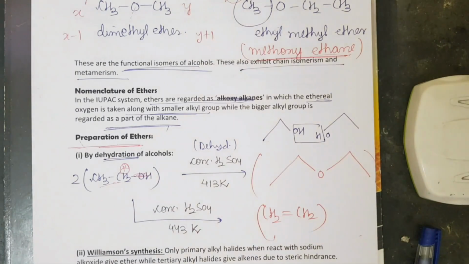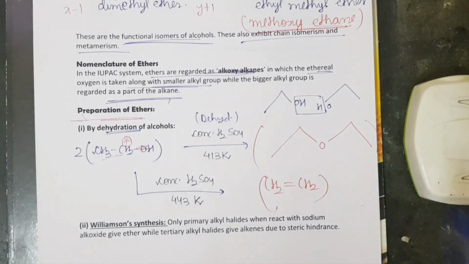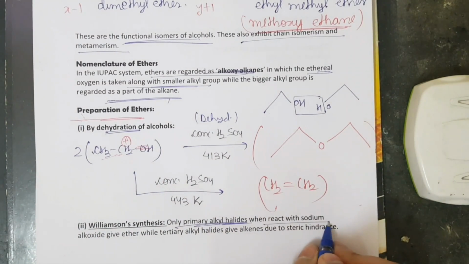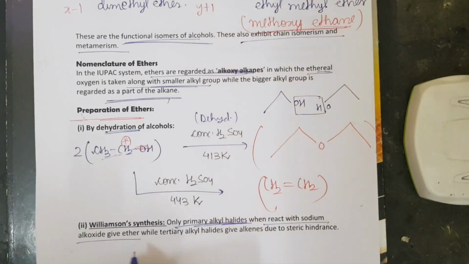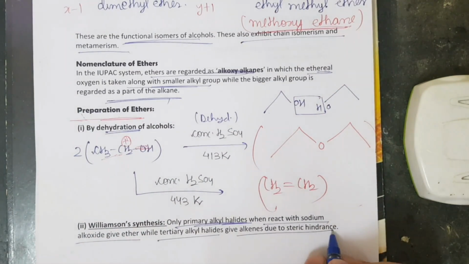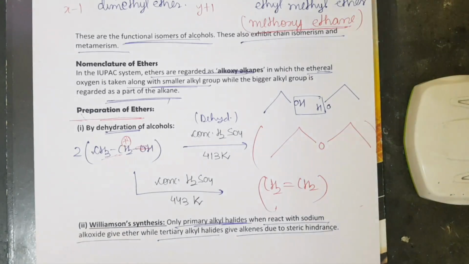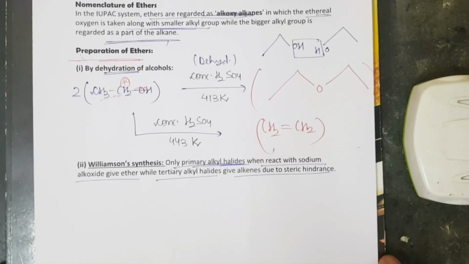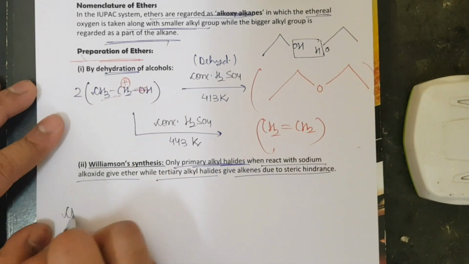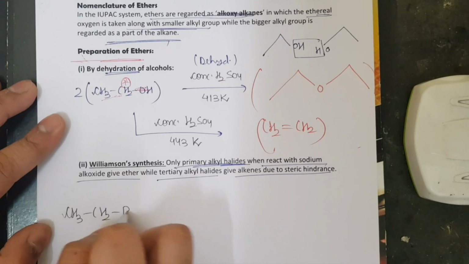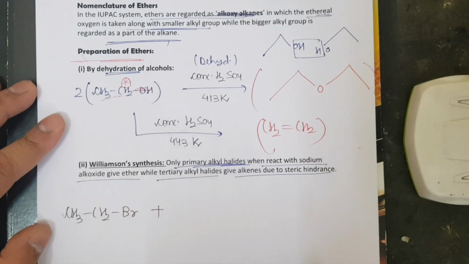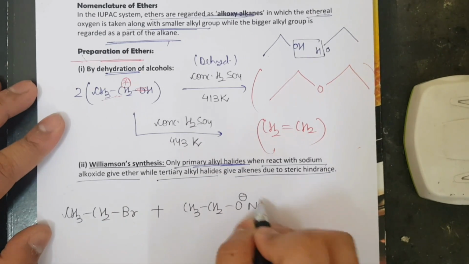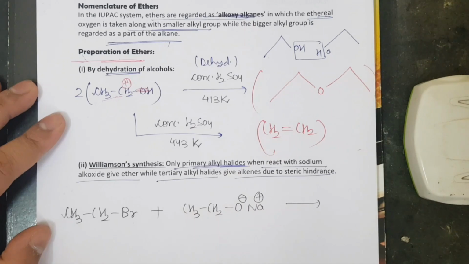Now we move on to the very important reaction, that is the Williamson synthesis. Only primary alkyl halides when reacted with sodium alkoxide give ether, while tertiary alkyl halides give alkenes due to steric hindrance. So first of all, let us deal with the primary one, which is the easier case. What actually happens is that we have been given CH3CH2Br, which is a primary alkyl halide. I take CH3CH2O minus Na plus. So what actually happens from here, you can clearly guess.